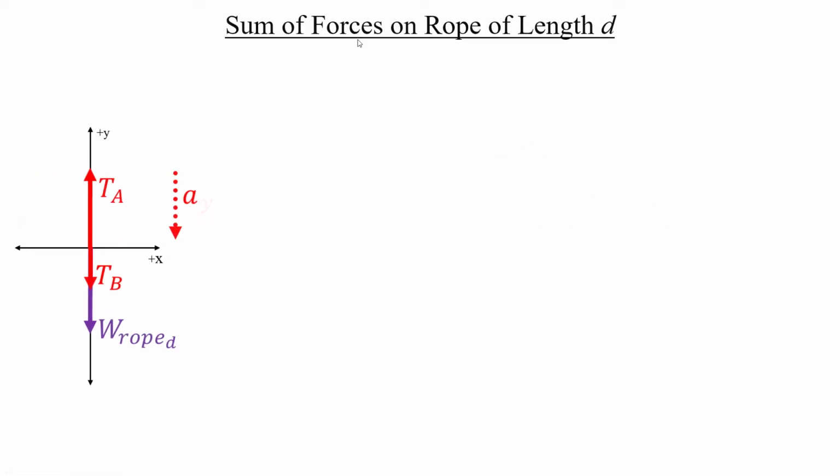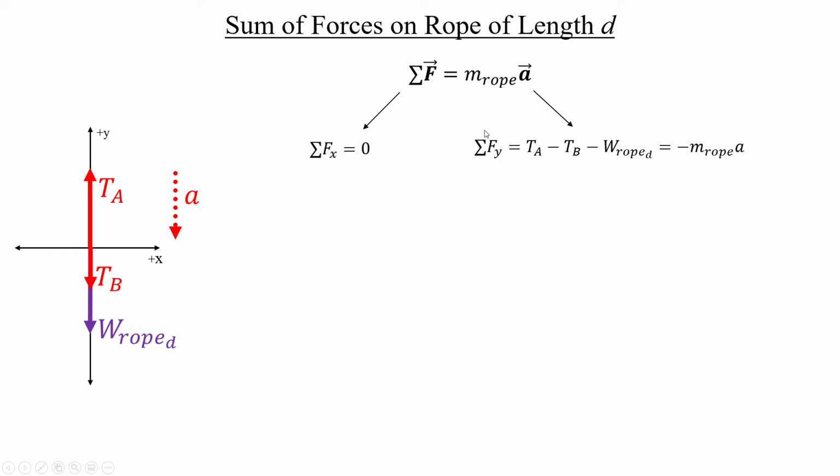One more sum of forces. This time it's on the rope of length D. And as always, start from the top. X direction is a joke. Nothing happens there. Just ignore it. Let's go on to the Y direction. We've got tension pointing in the positive from A, and then the other two forces, tension and weight, are pointing in the negative. So that's why it's set up here.